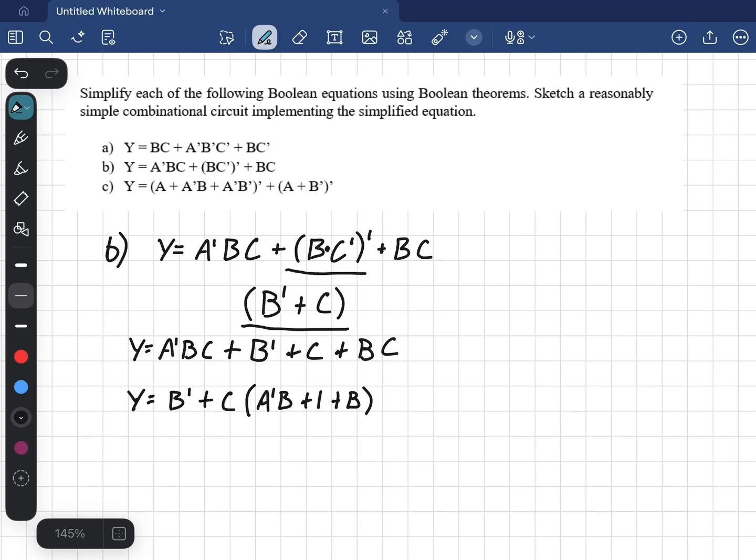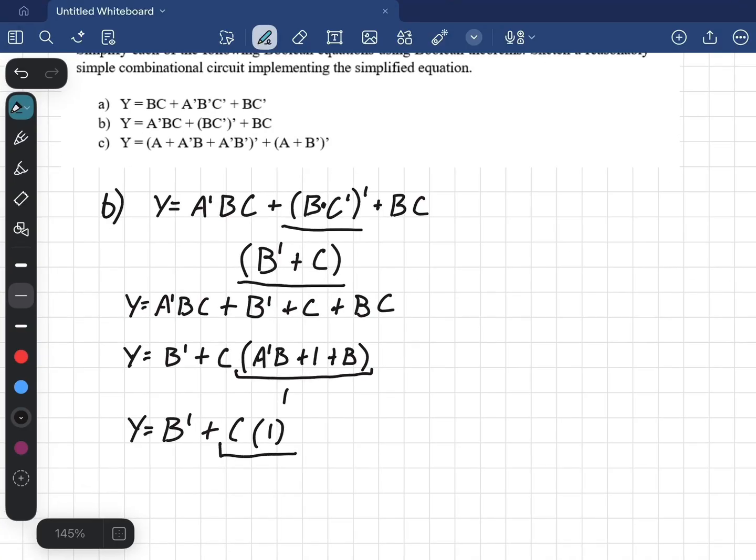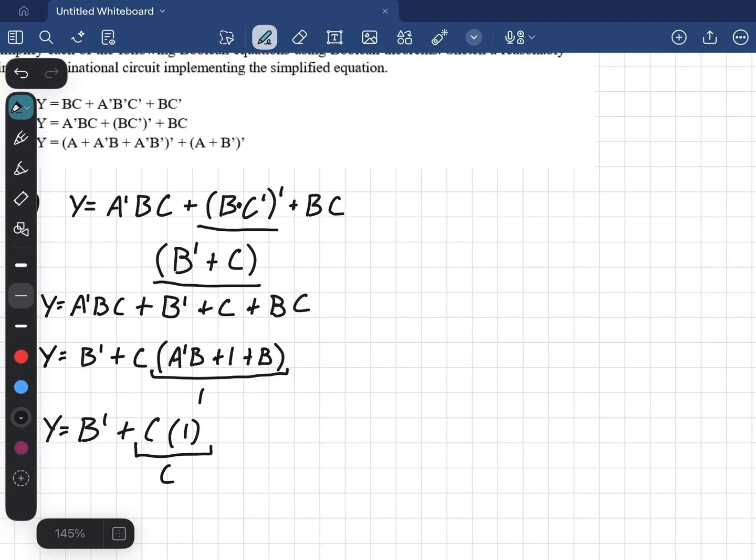According to the null law on our cheat sheet, anytime you OR any Boolean expression with a logical 1, the entire expression is equal to 1. So this whole thing will be set to 1, which will give us Y equals B prime or C and 1. And from here we know C and 1 is just C. So then our final simplified equation will be Y equals B prime or C.